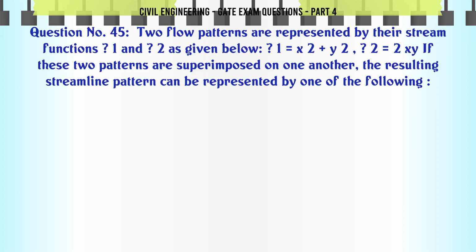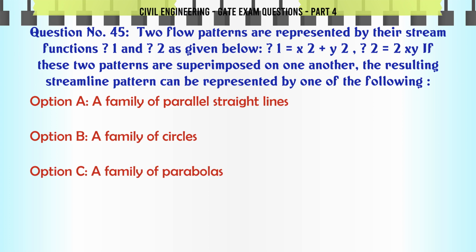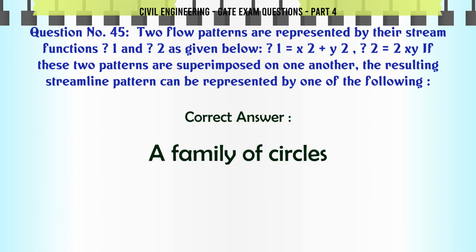Two flow patterns are represented by their stream functions ψ1 and ψ2 as given below: ψ1 = x² − y², ψ2 = 2xy. If these two patterns are superimposed on one another, the resulting streamline pattern can be represented by one of the following: A. a family of parallel straight lines, B. a family of circles, C. a family of parabolas, D. a family of hyperbolas. The correct answer is a family of circles.